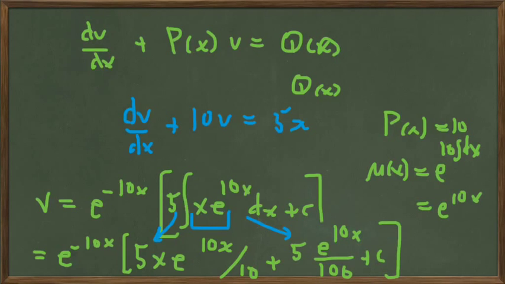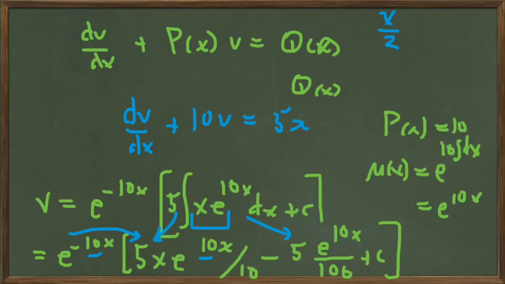We distribute this e to the minus 10x across. What do we get? e to the minus 10x times e to the 10x is just e to the 0, so that's just 5x over 10, or x over 2.